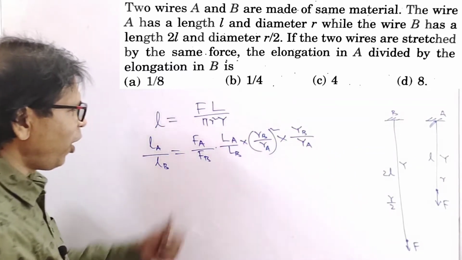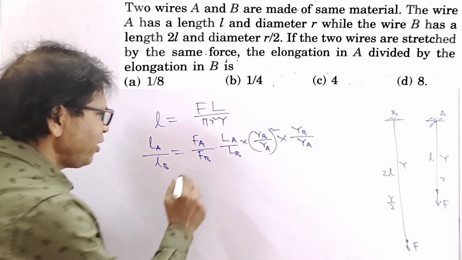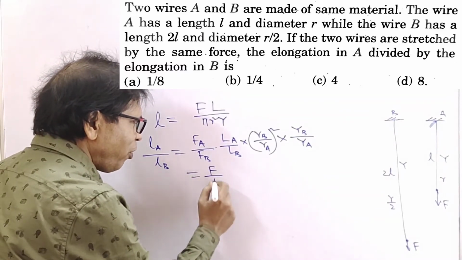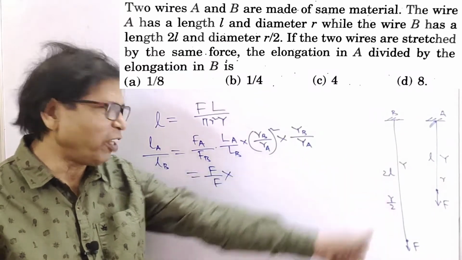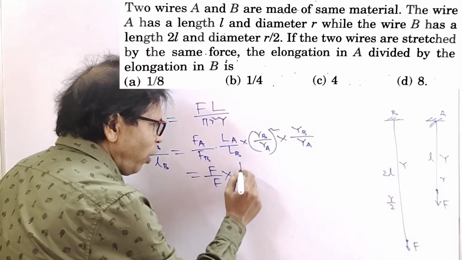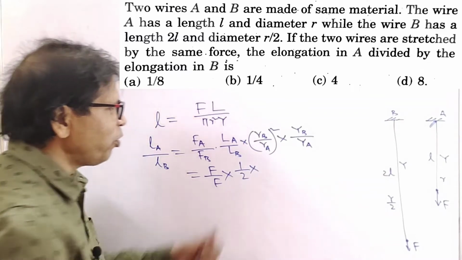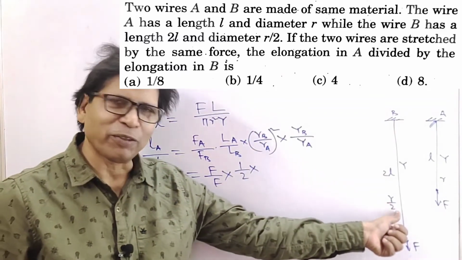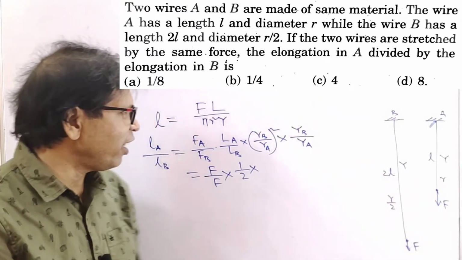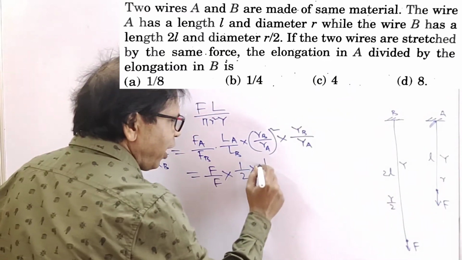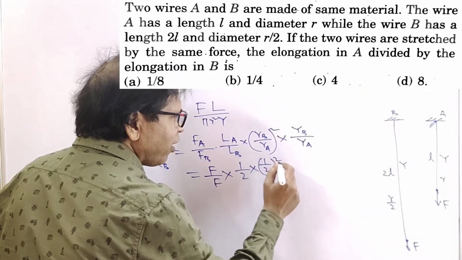Now FA by FB, this is F by F. LA is L, but LB is 2L, so this is 1 by 2. Now RB is R by 2, and RA is R, so this is the half whole square.